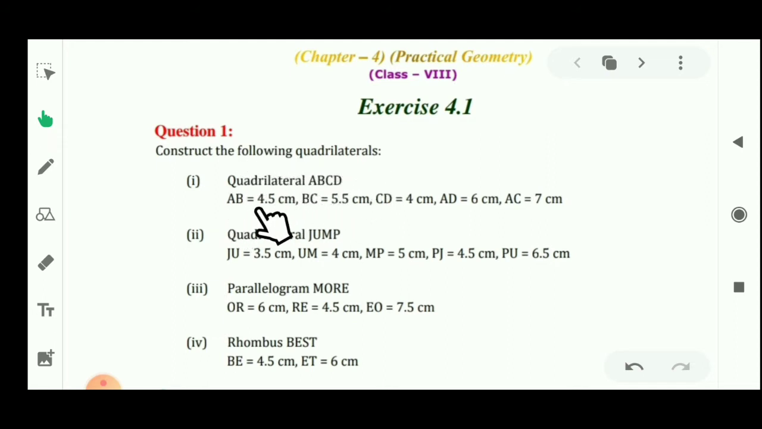The first part is quadrilateral ABCD, where AB is given, BC is given, CD is given, AD is given and AC is given. The second part is quadrilateral JUMP. The third part is parallelogram MORE. And the fourth part is rhombus BEST. Let's see the solution of the first part.